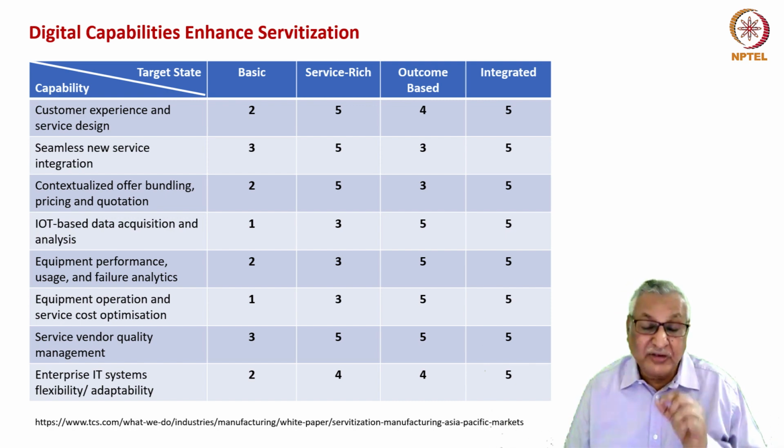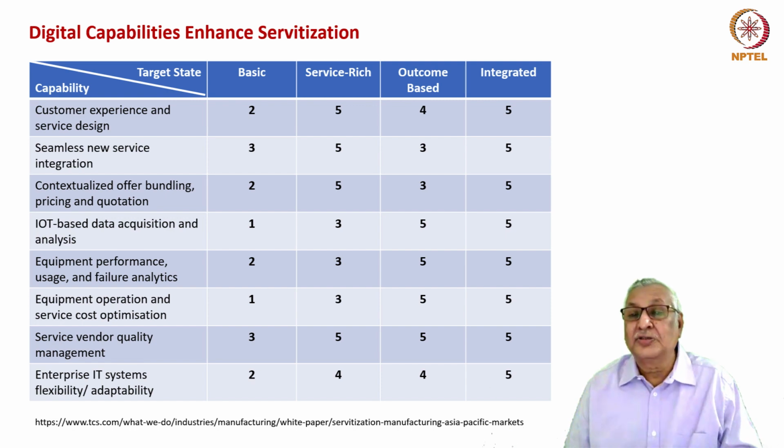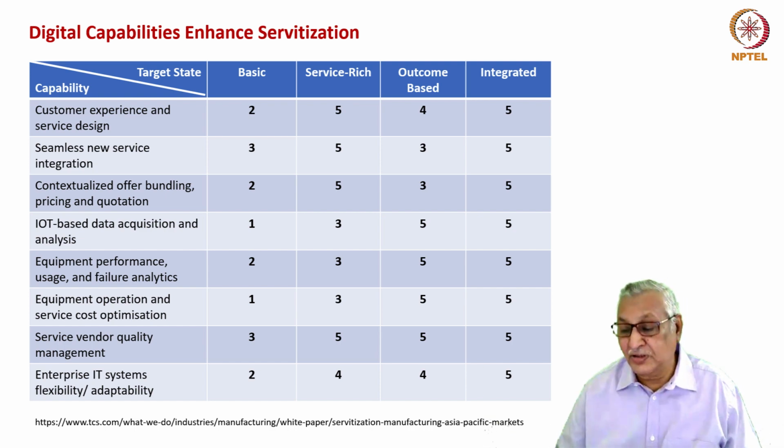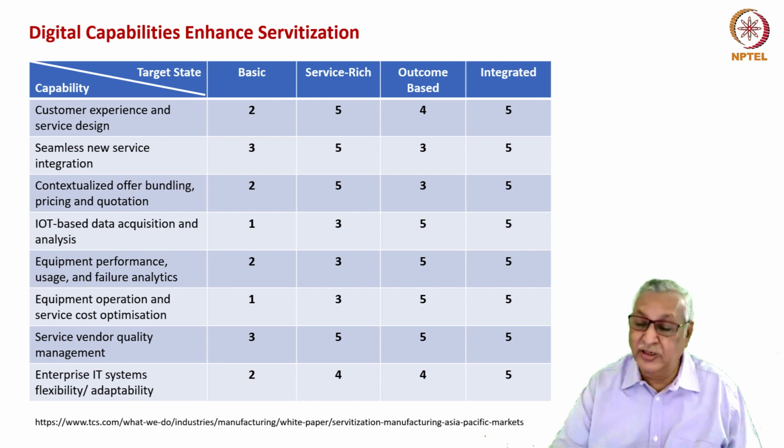What you will see from this table is that if you want to stay at the basic level of servitization, your requirements are more in terms of 1s and 2s. But if you want to be an integrated, service rich as well as outcome based provider of equipment and services, you got to be 5 on 5 on every capability that is required in terms of digitalization to enhance servitization. That is the teaching that we get from this table.